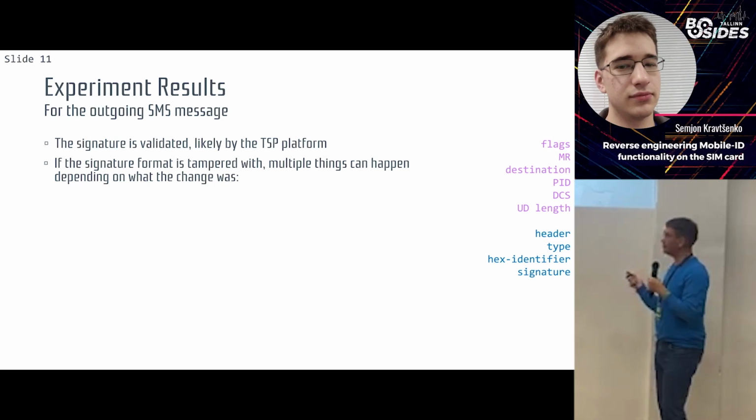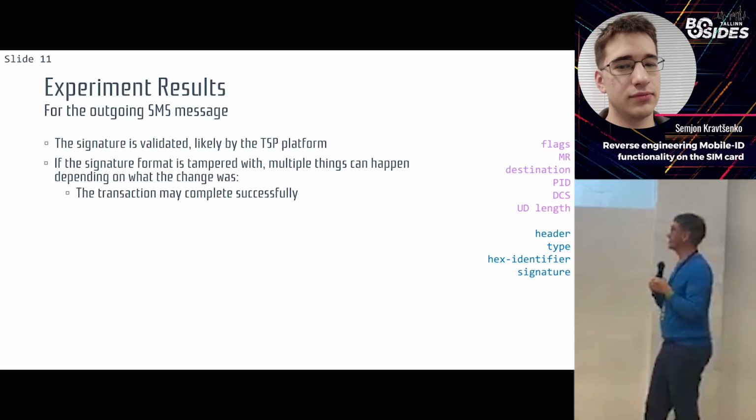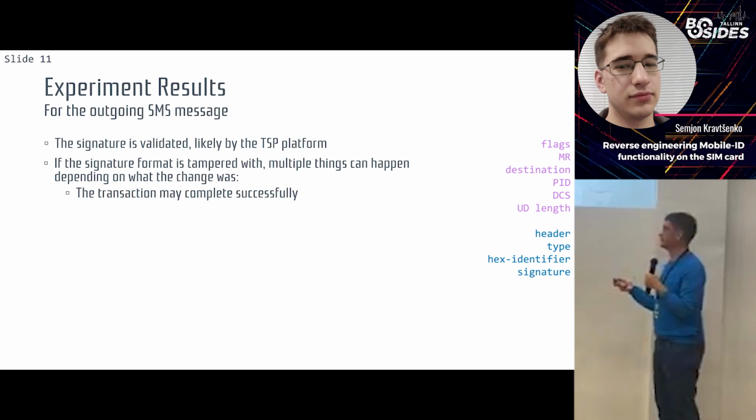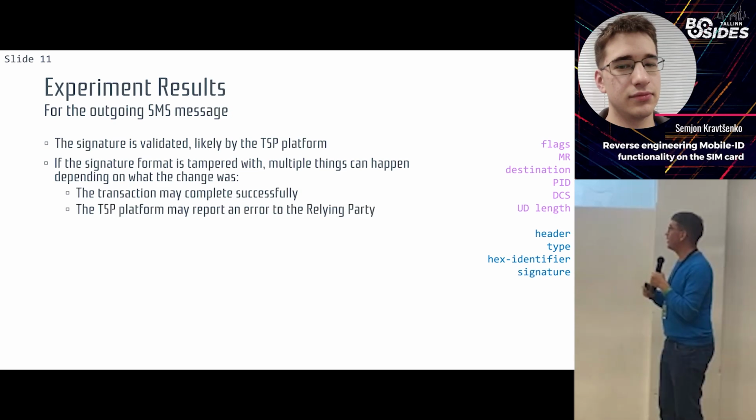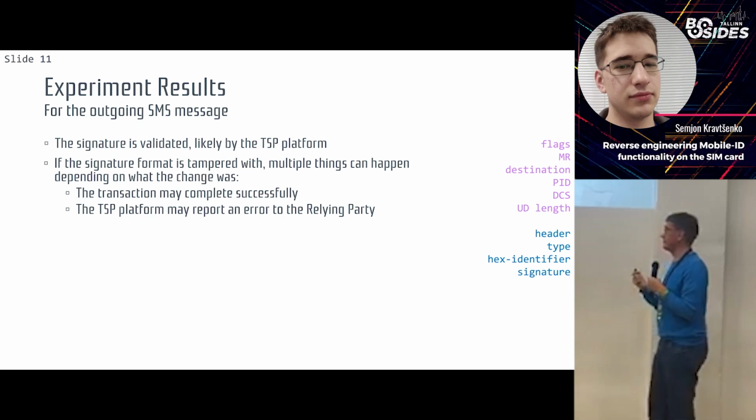So whenever I did that, I found out that one of the three things could happen. First is that the transaction will just complete successfully. Some fields aren't actually checked in this signature format. They are not that important for the security of the scheme. Then it may be that the TSP platform reports an error to the relying party. That is, if the signature itself is invalid, then the error will be communicated. And the same works if some part of the format was tampered with.